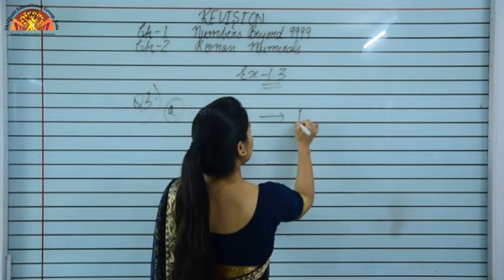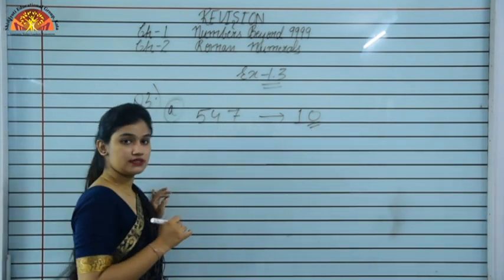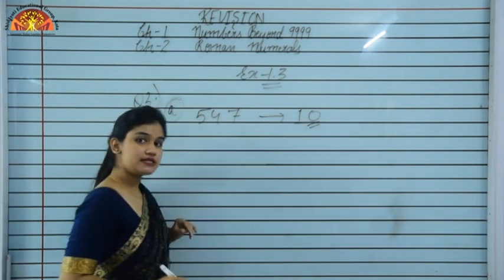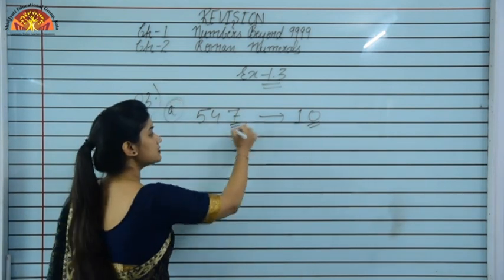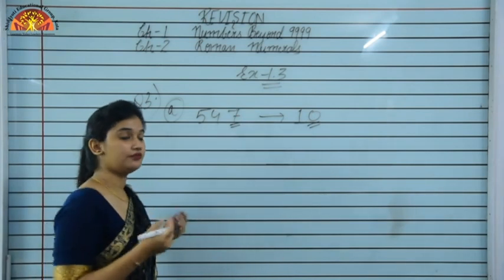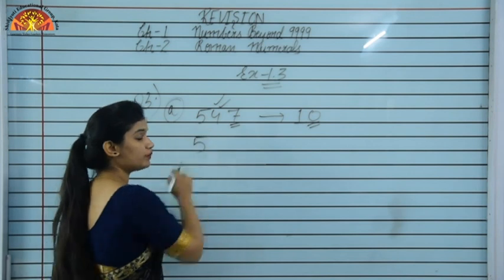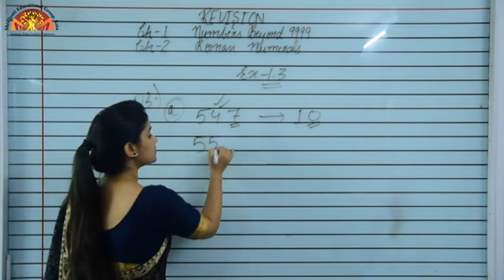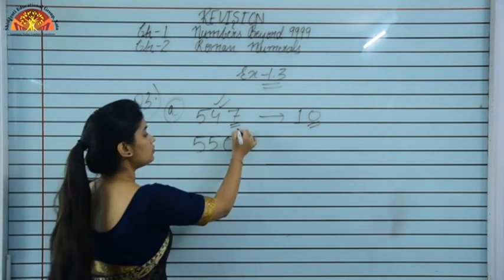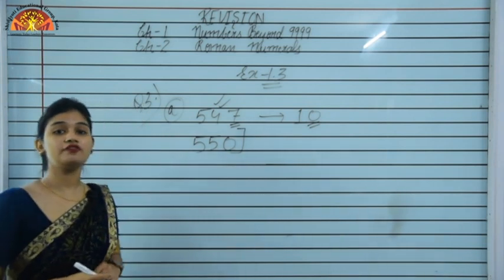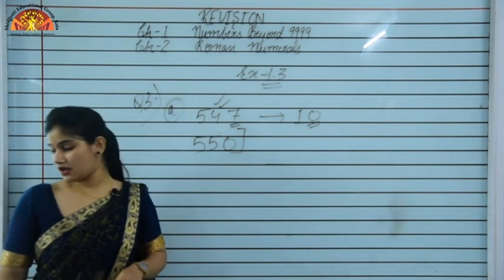As I have told you, to do the nearest 10, we have to see the 0 given here. We see only one 0, it means we have to observe the last one digit and this digit is more than 5. It means we have to increase this number, we have to do plus 1 in this number and this number will be 5 and we have to make it 0. So answer is 550. So in this way you can round off the numbers.